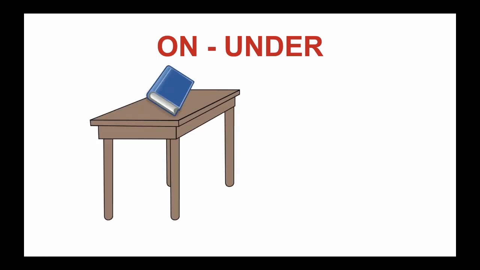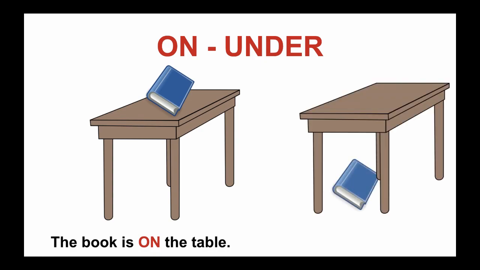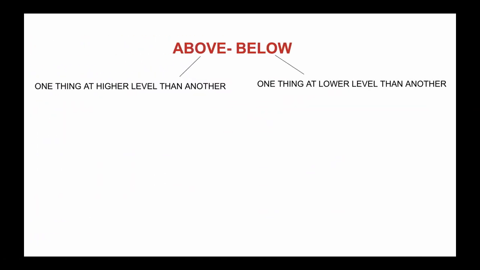Second, the prepositions on and under. We have a table. This book is lying on the table. So we can say the book is on the table. Again we have a table. Now the book is here and the table is covering the book. We will say the book is under the table.